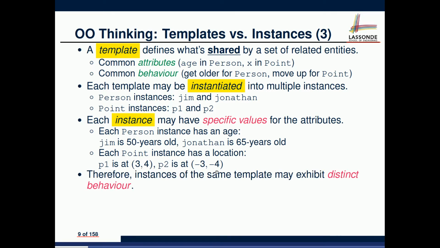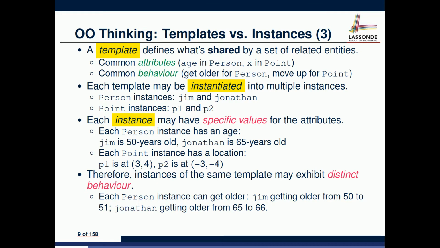So now, that's why applying the behavior gives you different consequences. For example, if you say Jim get older, Jim is going to go from 50 years old, plus 1. So that'll go from 50 to 51. The definition for getting older is adding 1 to the age. And now, for a different entity, Jonathan, when you say Jonathan get older, you will go from 65, adding 1. So that will become 66.